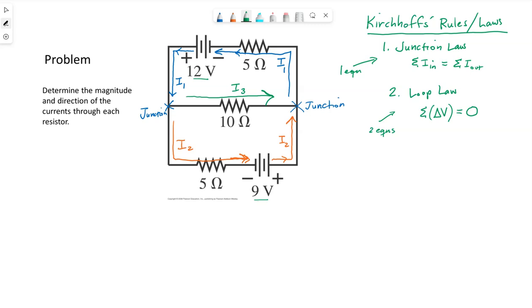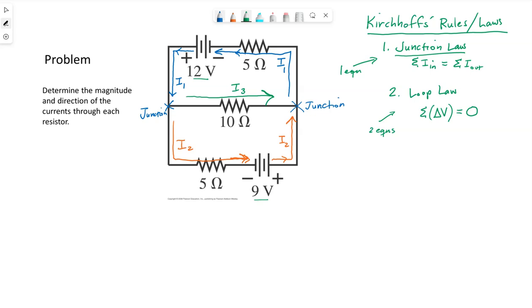But we want to have a current drawn in every branch. So every wire, junction to junction. That current, that direction is important in terms of writing out our junction law equation, but it is also important in terms of determining high and low potentials when we write out our loop laws.